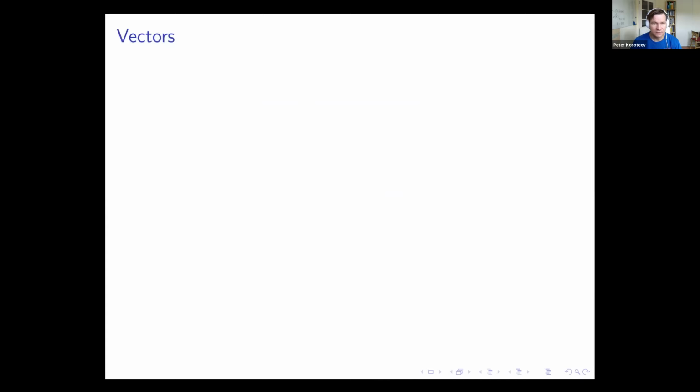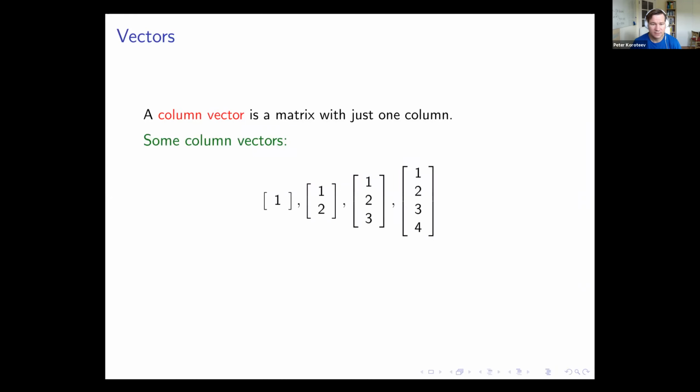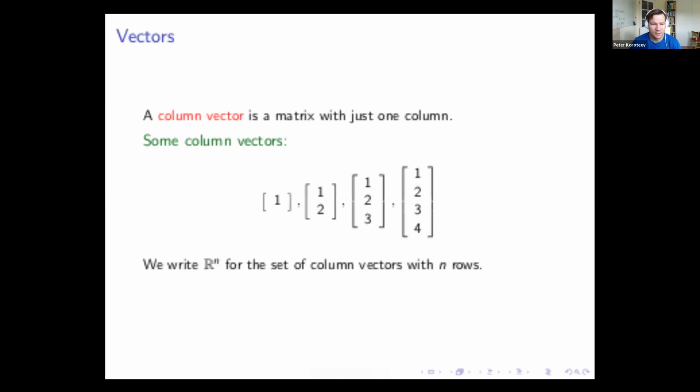And our final story for this video is vectors. So we're going towards a geometric understanding, the geometric meaning of the space of solutions of systems of linear equations. And let's talk about vectors. A column vector is a matrix with just one column. So here are vectors, right? 1, 1, 2, 1, 2, 3, 1, 2, 3, 4, etc.